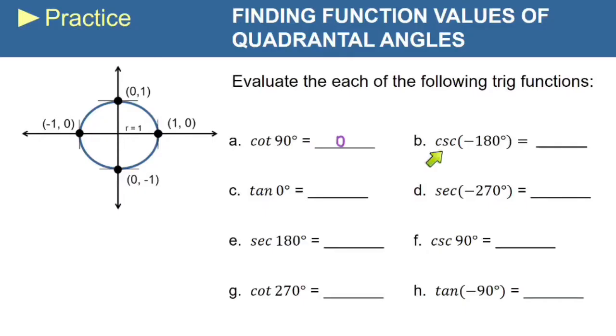For part B, cosecant of negative 180 degrees, so for negative 180, we go clockwise 180 degrees, and so the terminal side will be going out the left.